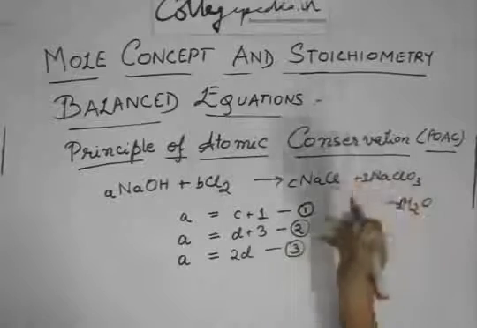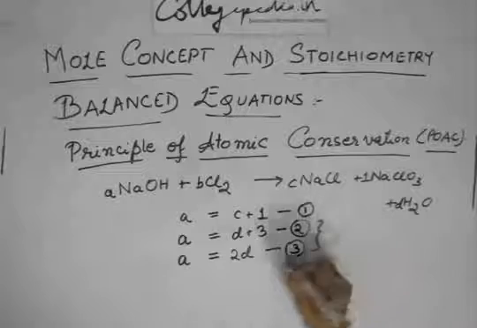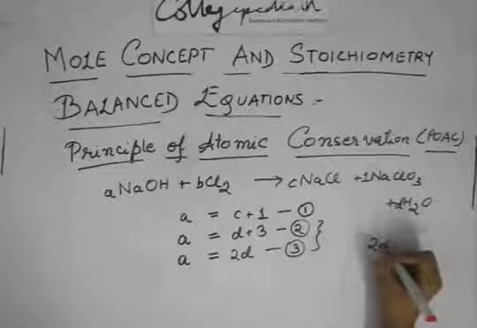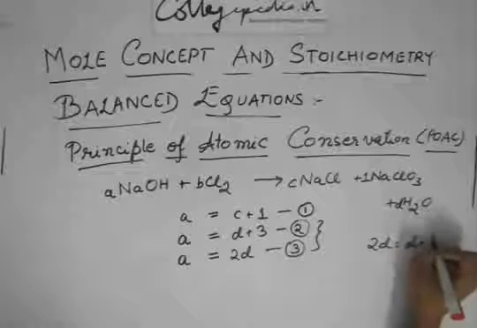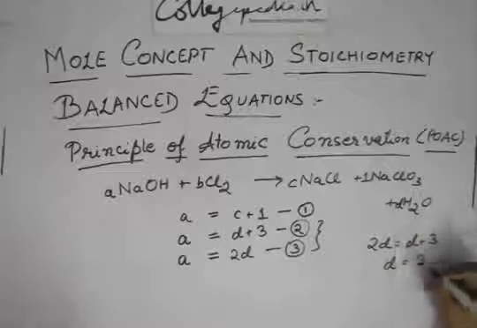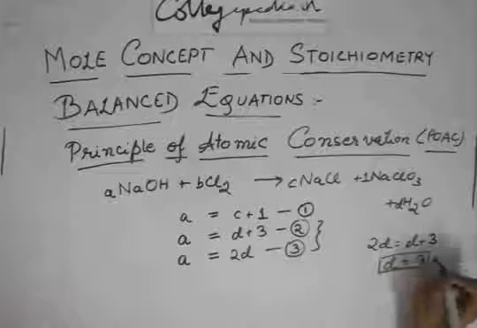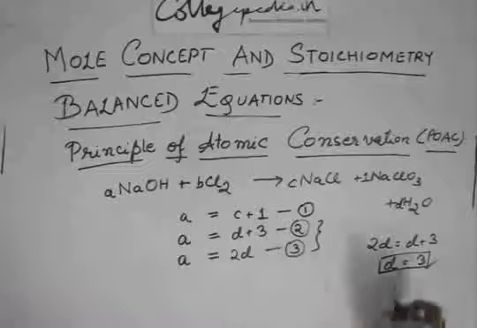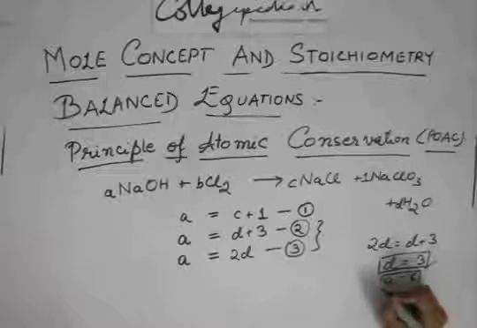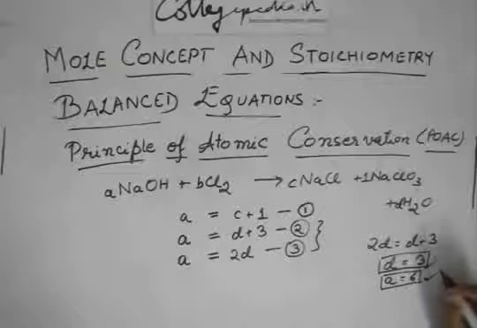Now before going into the fourth equation, let's just take these two equations, 2 and 3. Substitute A equal to 2D in this. So you get 2D is equal to D plus 3. So D you get as 3. So we got one variable. And then again A is equal to 2D. So A would be 6. Isn't it?